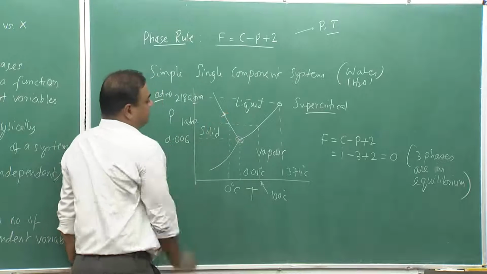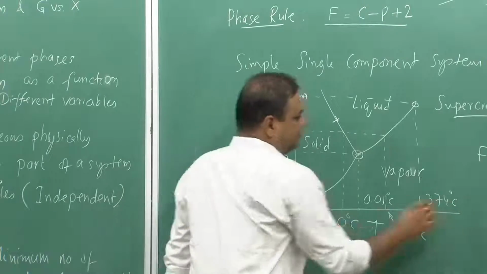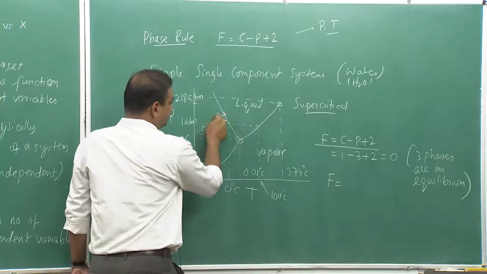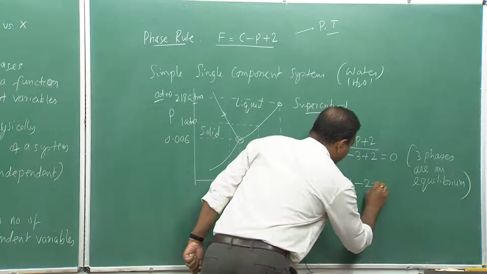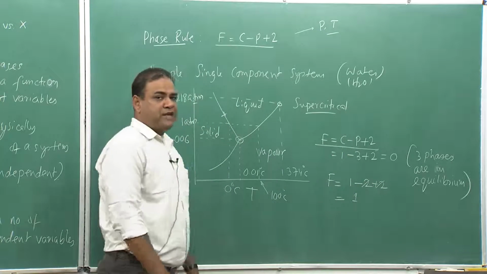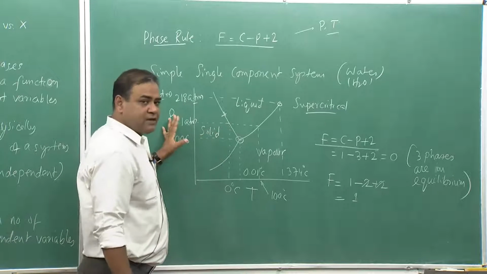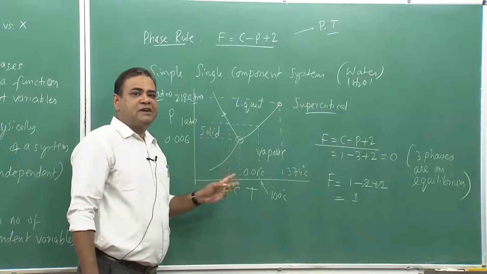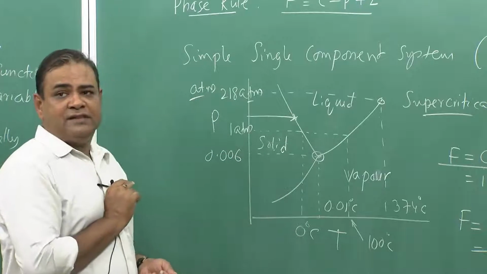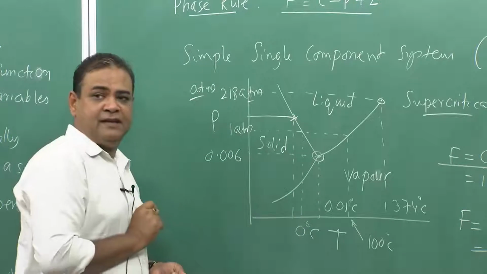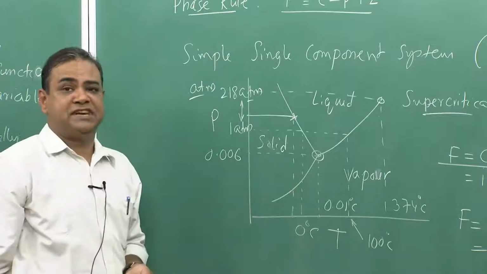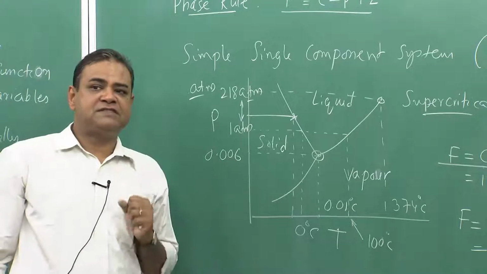Similarly, if I try to find out what would be the degrees of freedom on this line, F equals again the same formula, but here the component is 1, that is water, but there are 2 phases. So, 1 minus 2 plus 2 equals 1. What does it mean? It means that one of the variables, either pressure or temperature, can be independently varied. For example, if I fix the pressure at this particular point, then automatically the temperature gets fixed. Similarly, if I change the pressure along this axis, the temperature is also correspondingly changing. So, that means one of the variables can be independently varied.